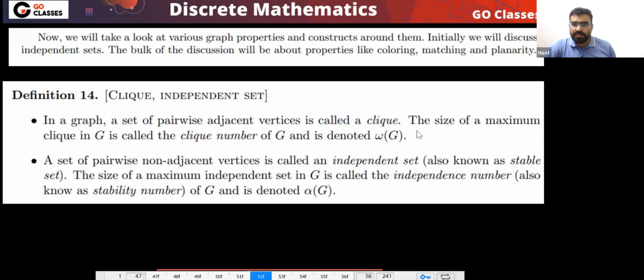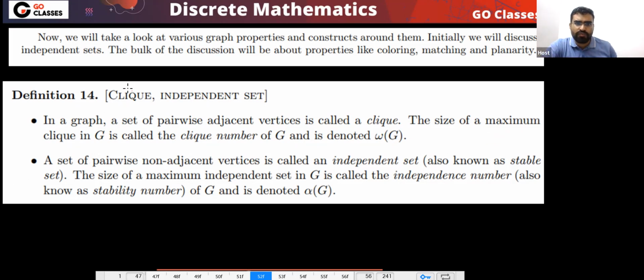See the definition. Please understand the definition, because if you understand the definition, you have cracked the GATE exam. Many times I tell you this, at least 100 times I have told you this. If you understand the definition, you are done.